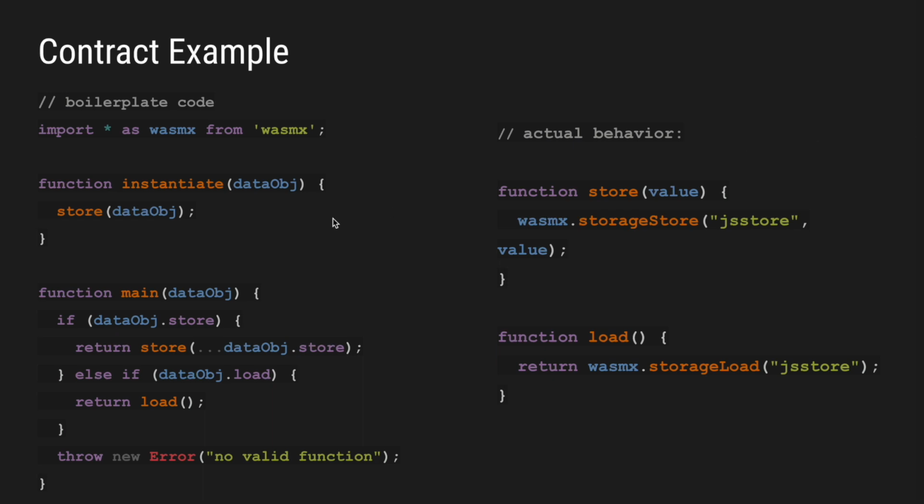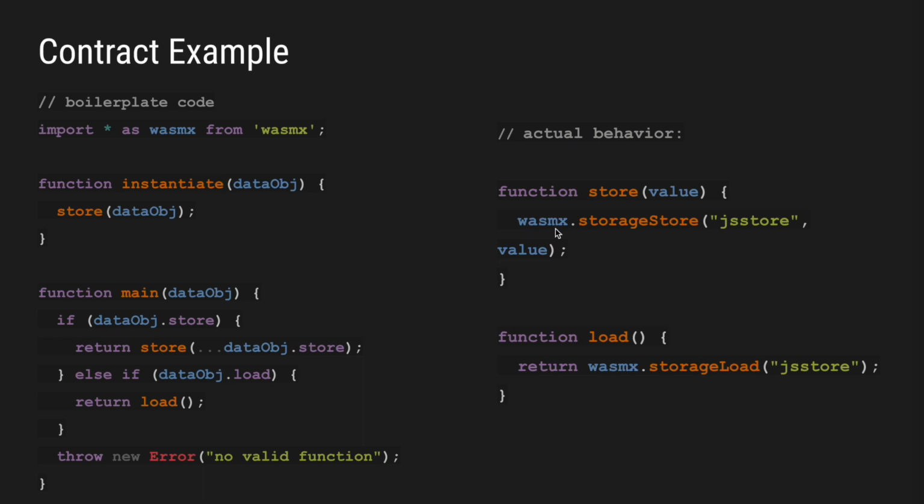JavaScript. This is the usual boilerplate code for the main function, which is the execution entry point, and the instantiate function, which is the entry point for the contract instantiation. You can think of this as the smart contract constructor. And this is the actual contract logic in these two functions, store and load, which store a string variable to the contract store on the blockchain and then load that variable.